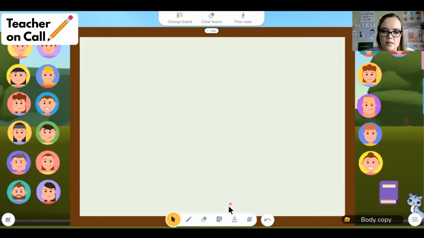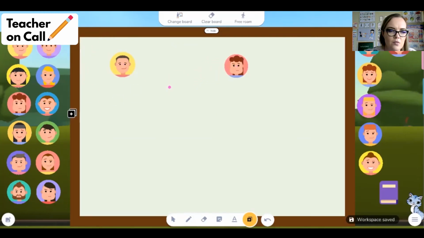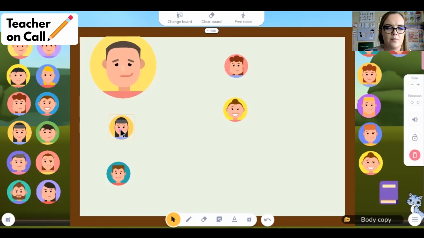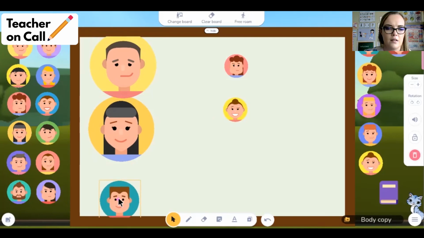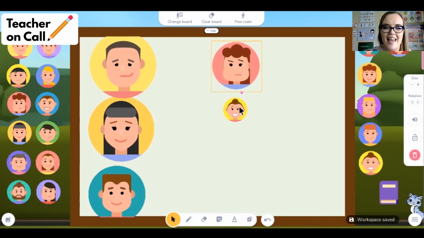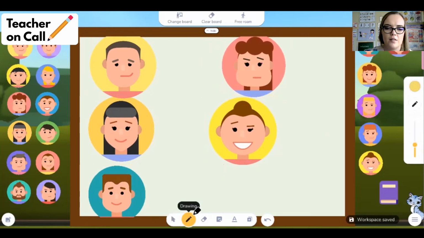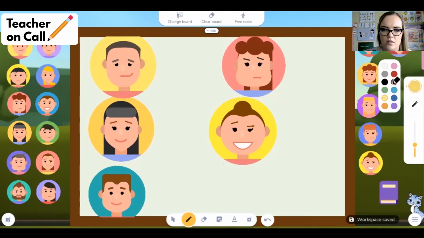I'm going to choose some people so we can practice. Okay, let me make them bigger so you can see them nice and big. Okay, remember we are using has for he and she. Choose a color you can see. Let's use blue. Okay, so what does he have?